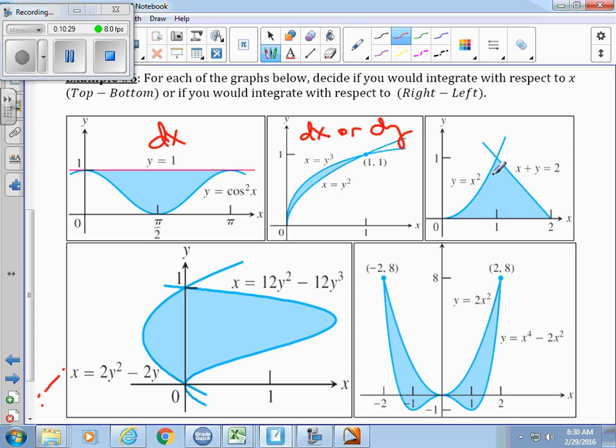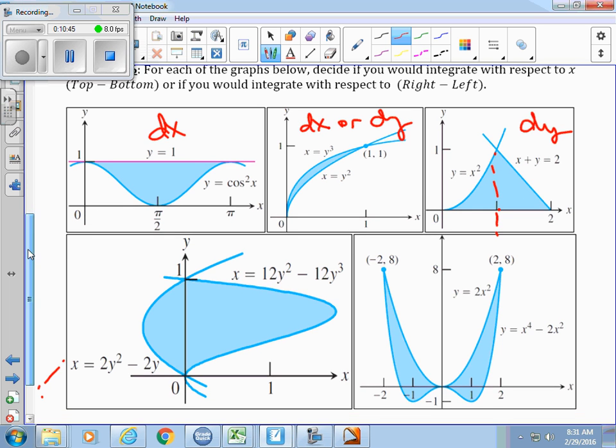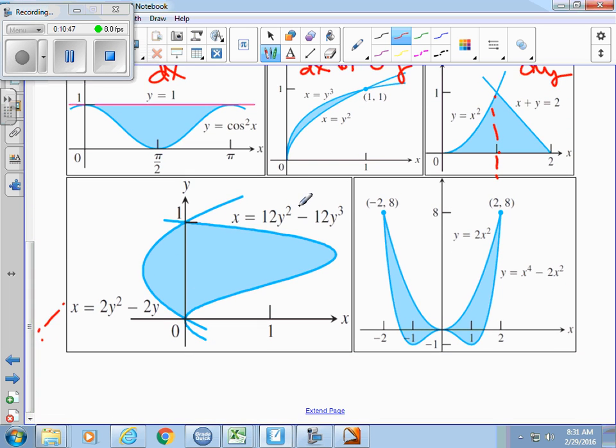What about this one? I would choose y. Definitely y. There's a right and there's a left. If you do dx, you'd have to split here, wouldn't you? Because the top and bottom are different at that split. So this one, you have to do dy. Because do you want to solve that for y? No.